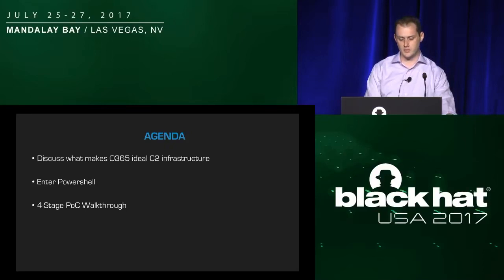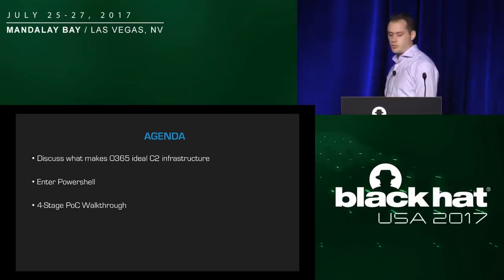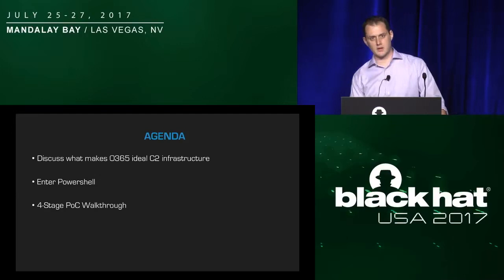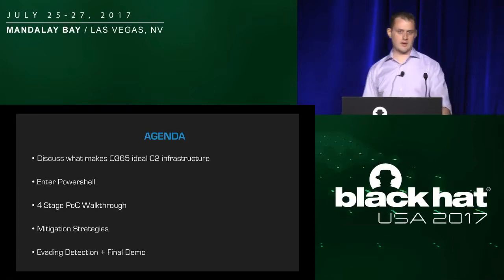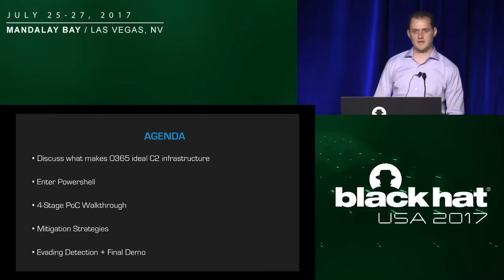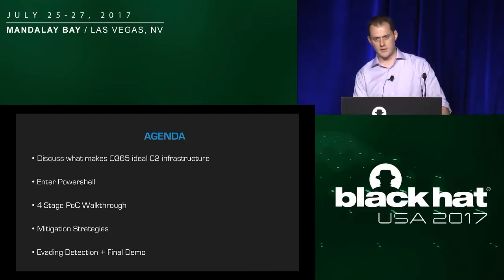After that, we're going to go through a simple 4-stage proof of concept. I've tried to keep all the examples as simple as possible, so even those of you who are not necessarily familiar with PowerShell should be able to follow along. After that, we will talk about some mitigation strategies. And after that, of course, we're going to come at it from a red team perspective and discuss evading detection, primarily focused on sandbox evasion, as well as our final demo.